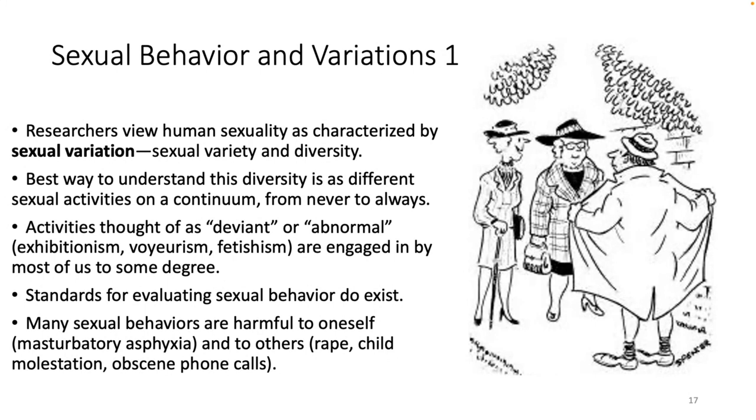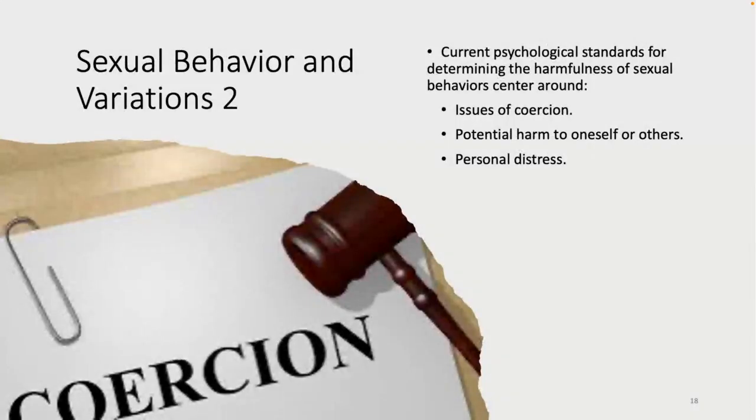Now, many sexual behaviors are harmful to ourselves or to others. And these are behaviors that tend to be labeled as deviant, abnormal, and oftentimes illegal. So, harmful to oneself is masturbatory asphyxia, which is choking yourself while masturbating. And to others would be rape, child molestation, obscene phone calls. So, infringing on the rights of others. Current psychological standards for determining how harmful a behavior is center around issues of coercion, potential harm to yourself or others, and creating personal distress.